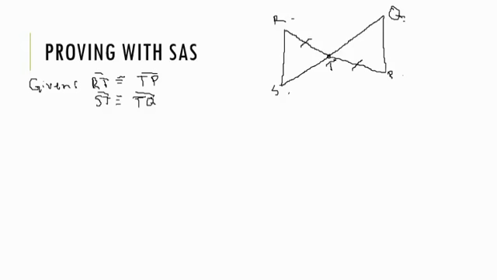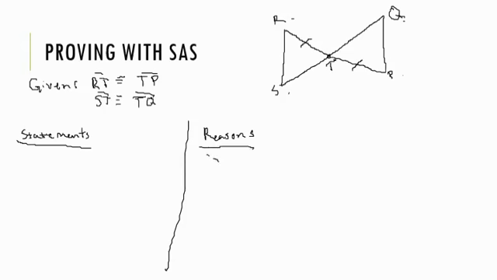So if I'm going to write a proof, I've got to write my two columns, statements and then reasons. I'll separate them. Sorry about that not so straight line. Okay. Got my statements and my reasons. My first two statements are going to be my givens. RT is congruent to TP. And number two, ST is congruent to TQ.